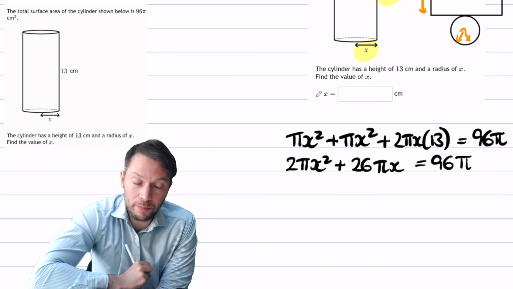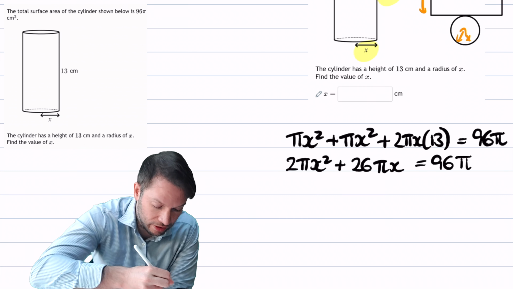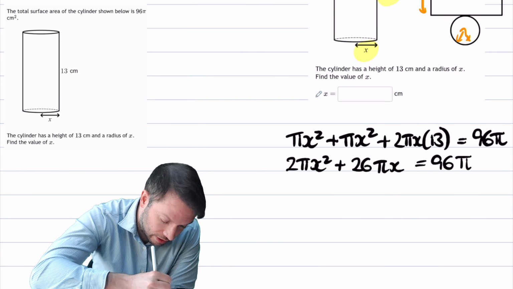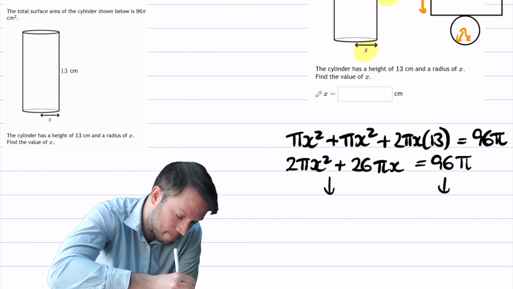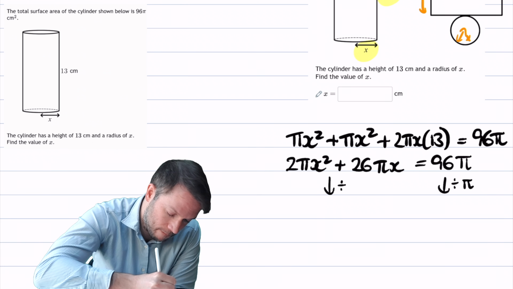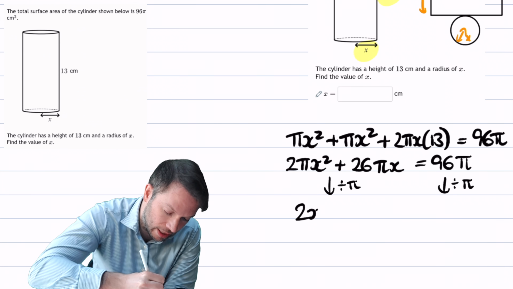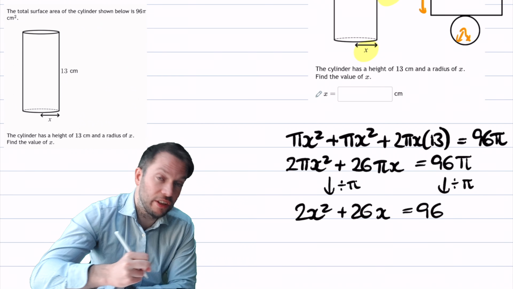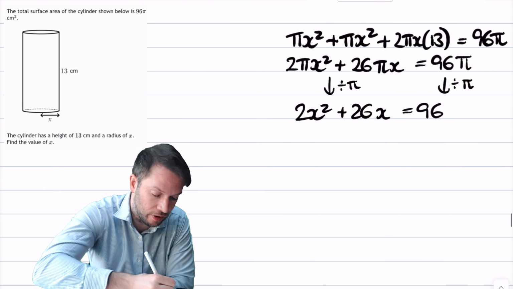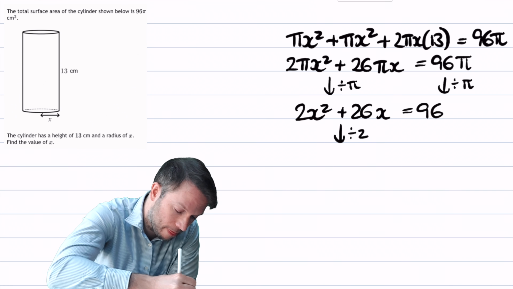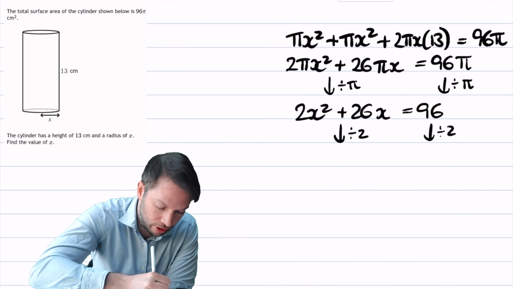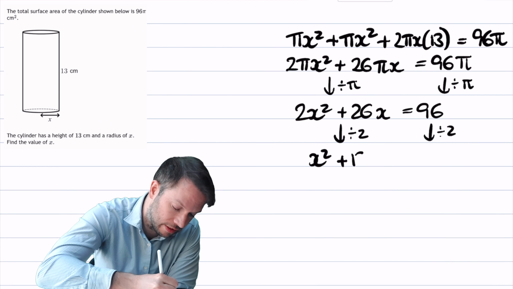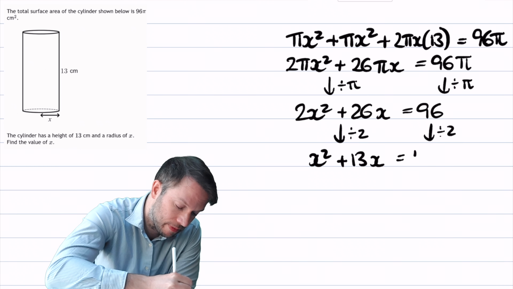Now, I can immediately simplify this equation by dividing both sides by pi. So let's do that. That gives you 2x squared plus 26x equals 96. I've also noticed that everything is even here, so I could divide both sides of the equation by 2 to give you x squared plus 13x is equal to 48.